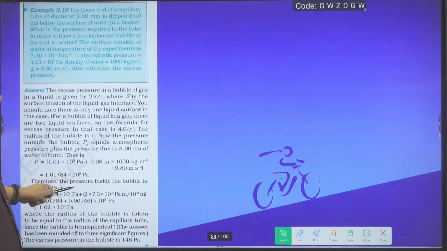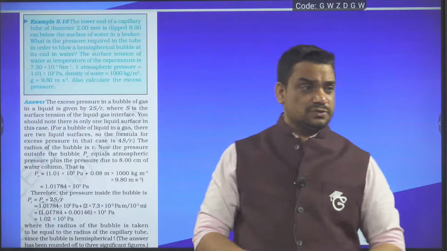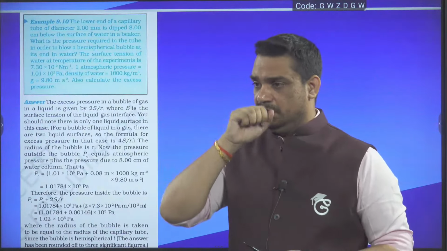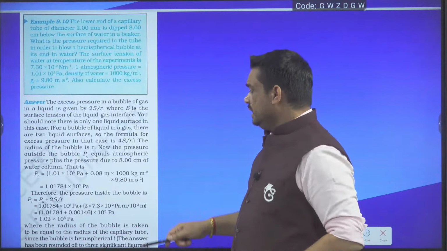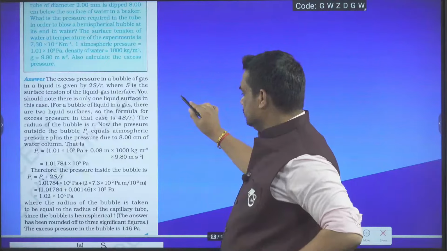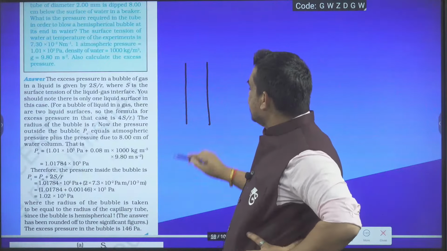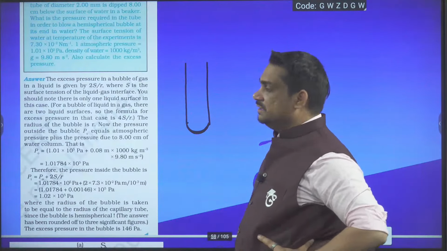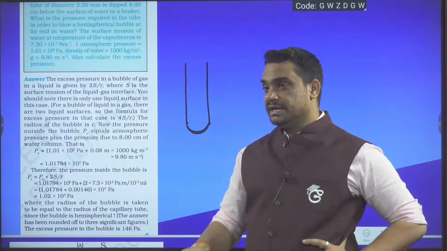Now this is your question from surface tension. They are asking about the excess pressure. The question is big, but its solution is very simple. They're asking for the pressure inside the bubble. We know, if any bubble is in the capillary, here in the capillary we have to make the bubble. Okay, so you can say now this bubble here, liquid is there.